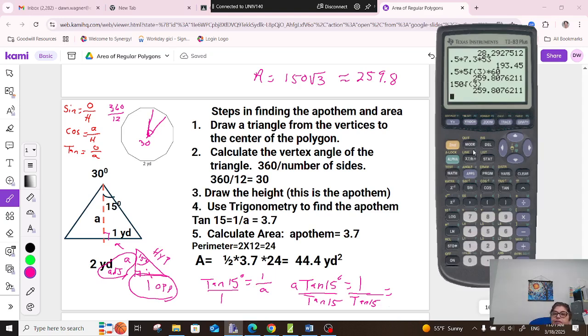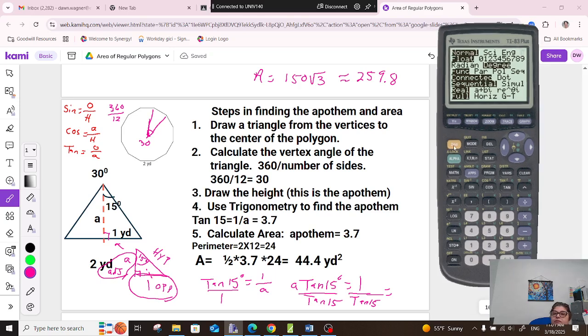One. Well, let me check my mode. Then second quit, and I'm going to clear this, right? 1 divided by tangent 15. And what do I get? 3. Okay.